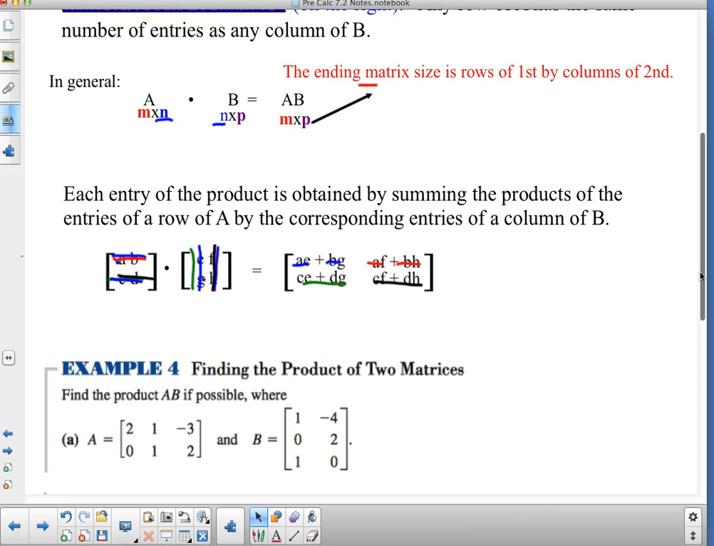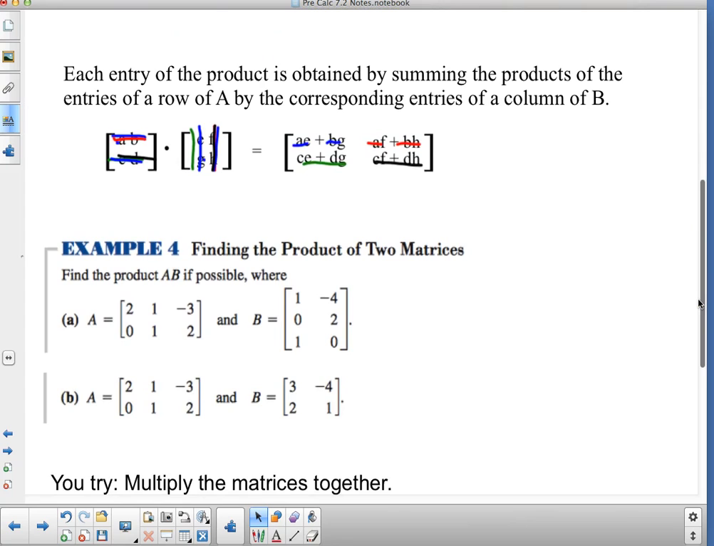Okay. So find the product of AB if possible. First, the number of columns in this matrix has to equal the number of rows. Okay, order matters. In this particular case, when I go A times B, I've got 2 times 1, which is 2, 1 times 0, which is 0, -3 times 1, which is -3. I add them together and I get myself a -1. Okay, for my results.